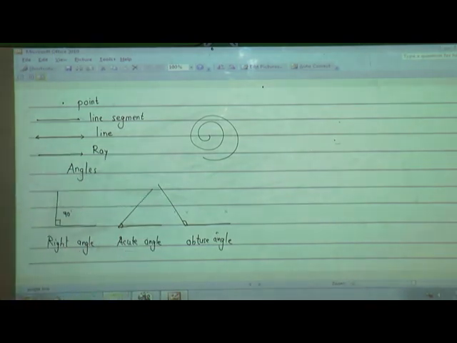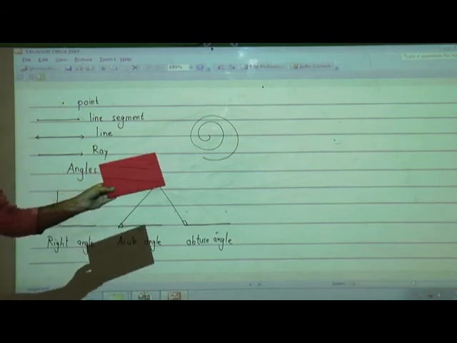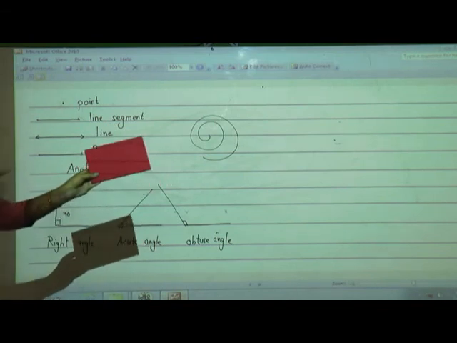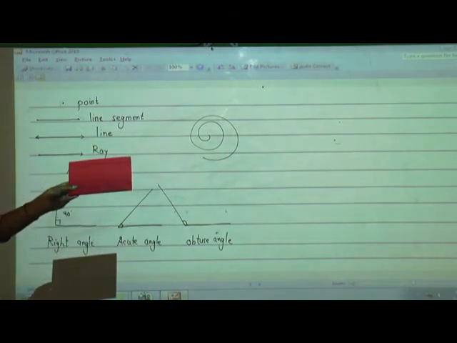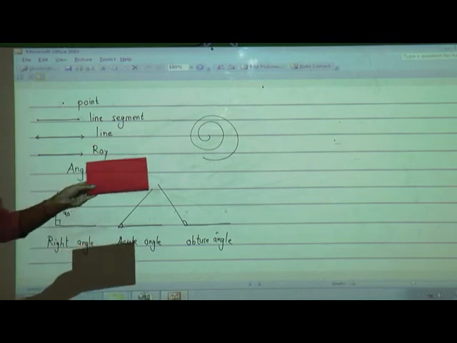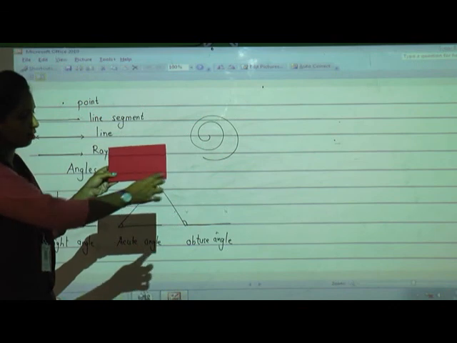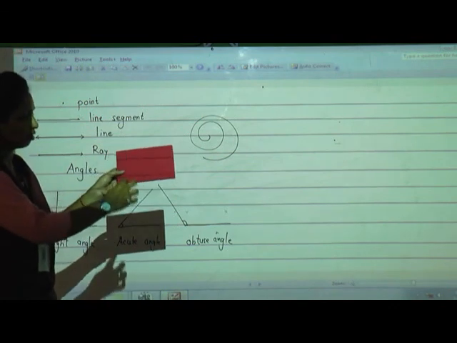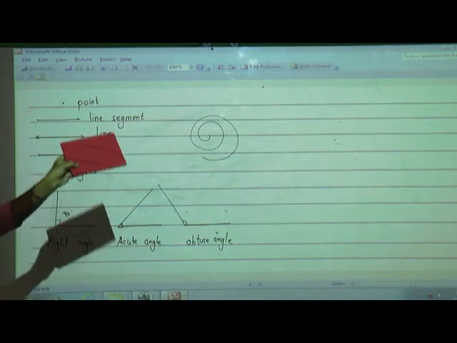And next we have studied about rectangle. See, a quadrilateral in which opposite sides are equal, you can see, and all angles are right angles is called a rectangle. Can you see? This is a right angle, 90 degrees. This is also a right angle, this is also a right angle, and this is also a right angle. So this is called a rectangle.